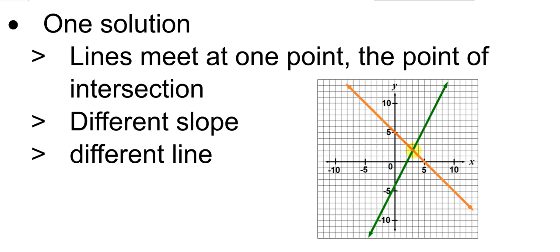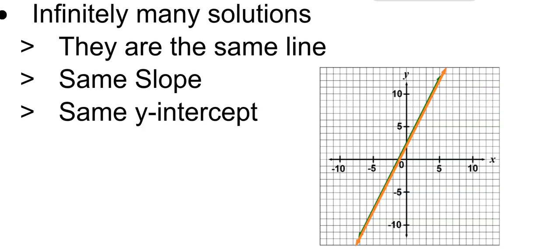So there's one solution. The second option is infinitely many solutions. They're the exact same line, so they have the same slope, same y-intercept. As you can see, you have a green and then you have orange on top of green because they're exactly the same line. So no matter what you put in for x, you will always get the same y.